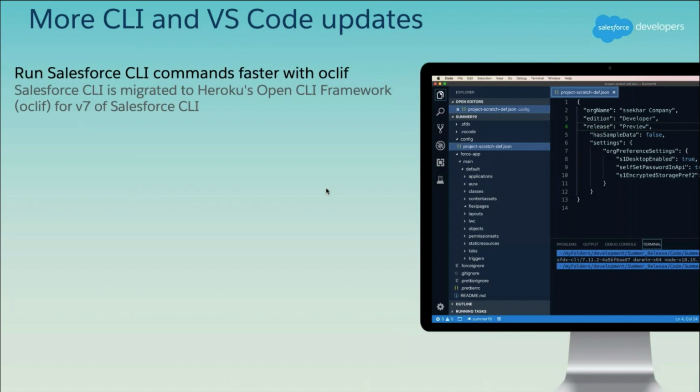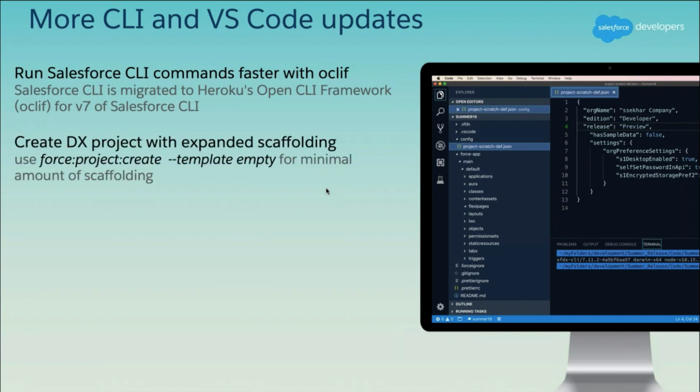One common complaint from the developers was when we run commands like sfdx force org list, the command used to take a lot of time to retrieve the information. But now Salesforce CLI is migrated to Heroku's oclif, due to which the CLI has become much faster. We'll see it in an example as well. That's one important point in this release.